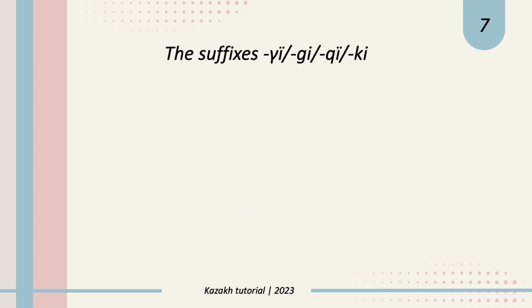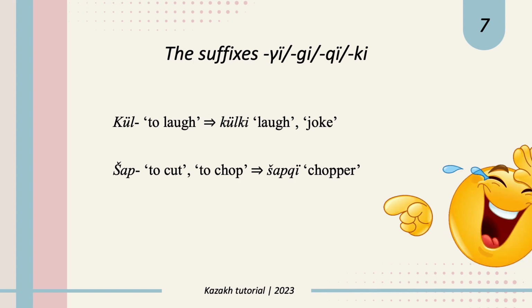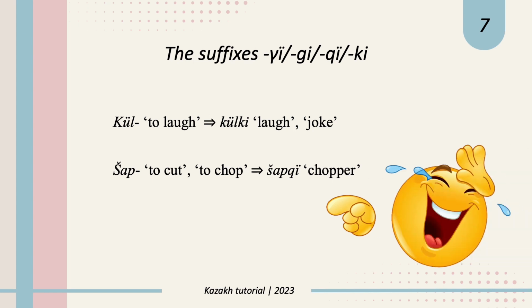The suffixes -g, -k are used after verbs to form nouns. Example: kul, to laugh, kulka, laugh or joke. Shop, to cut or to chop, shapka, chopper.